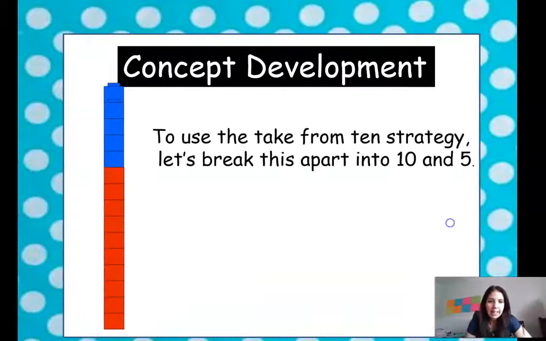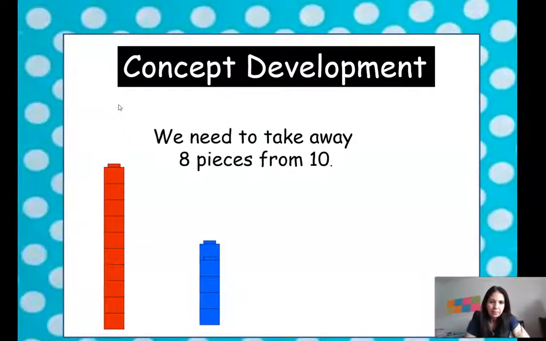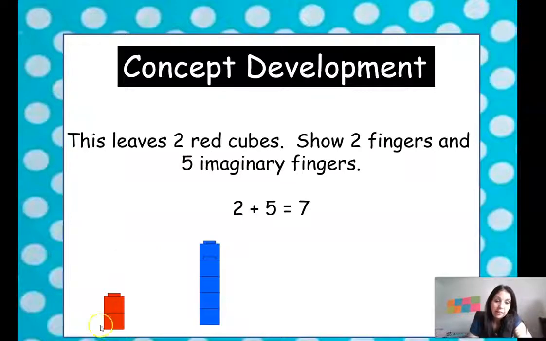So let's look at a stick of 15, and we're going to break this down into a group of 10 and a group of 5. And now we need to take away 8 pieces from the 10. 8 pieces from 10. We're left with 2. So then we're going to have 2, and we're going to have 5 more. We're going to put them together, and that equals 7.